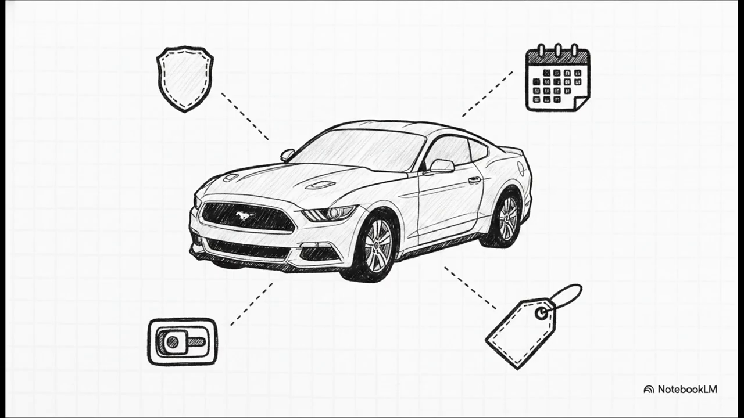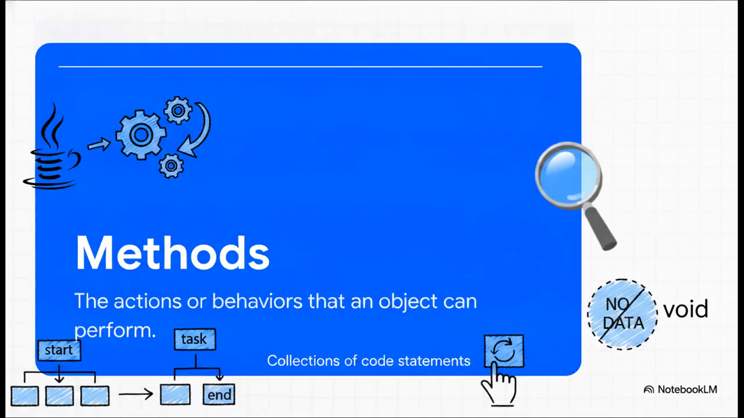These are the things our digital Mustang inherently has. But an object isn't just static data sitting there. It actually does things. This is where we transition to methods. Methods define the actions or behaviors that an object can perform. They are essentially collections of code statements grouped together to execute a specific task. And when we define a method, we also give it a return type.